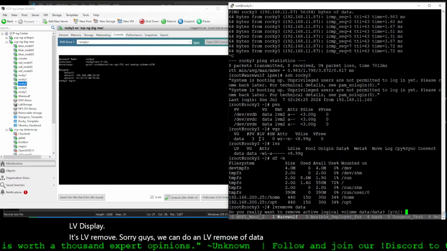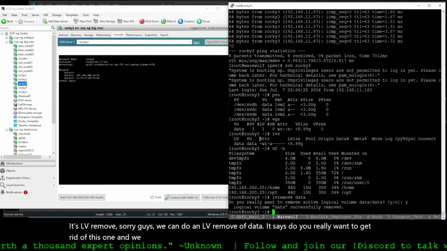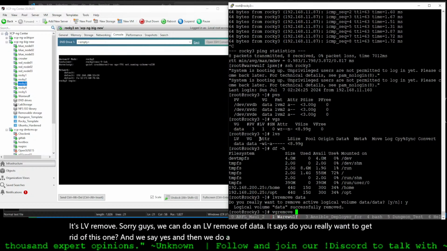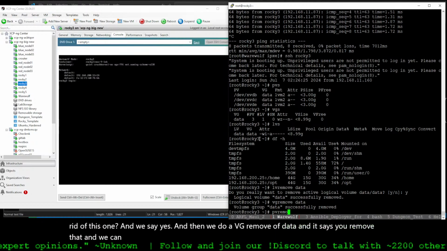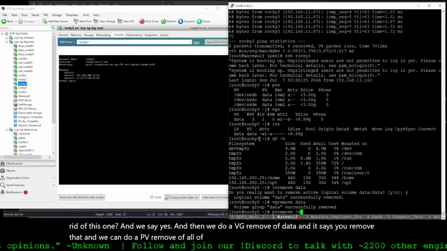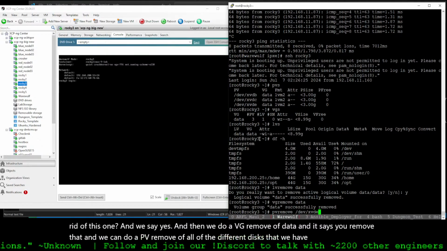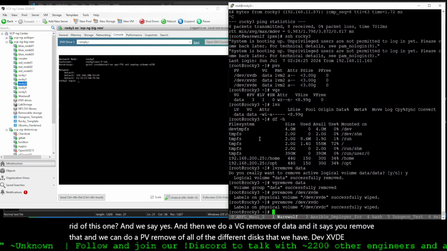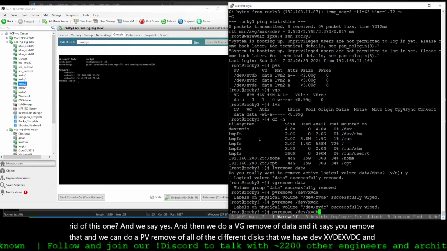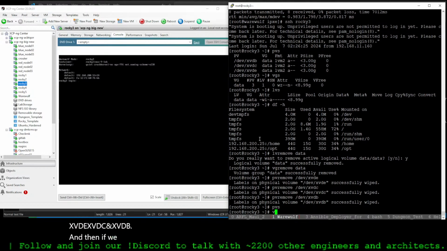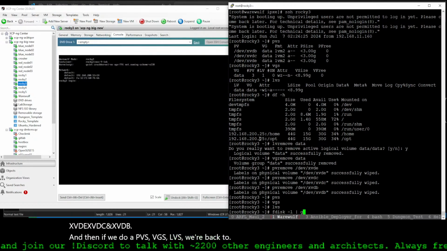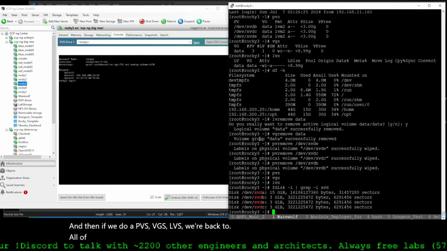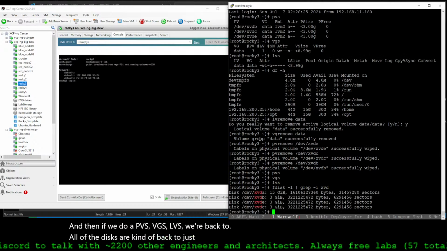And it says, do you really want to get rid of this one? And we say yes. And then we do a VG remove of data, and it says you removed that, and then we can do a PV remove of all of the different disks that we have: dev, XVDE, XVDC, and XVDB. And then if we do a PVS, VGS, LVS, all of the disks are back to just hanging out and ready to go again.